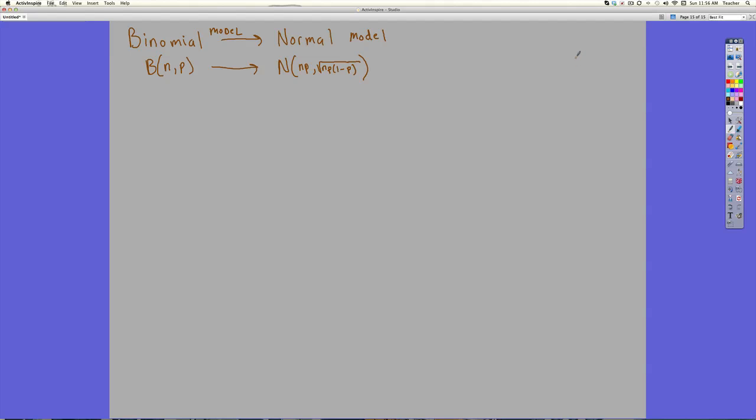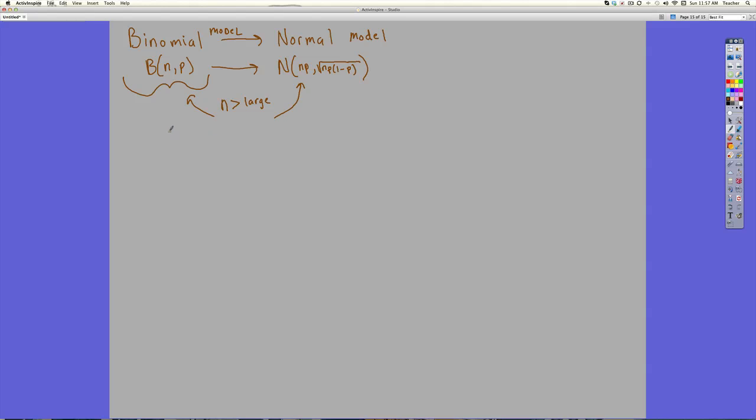Hi, this video is going to cover when we can take a binomial model and turn it into a normal model. So what this means is everything we've been doing has been covered under this binomial section, okay? But when n gets very large, when we have a very large number of trials, it's a lot easier to work with this normal model than it is with this binomial model.